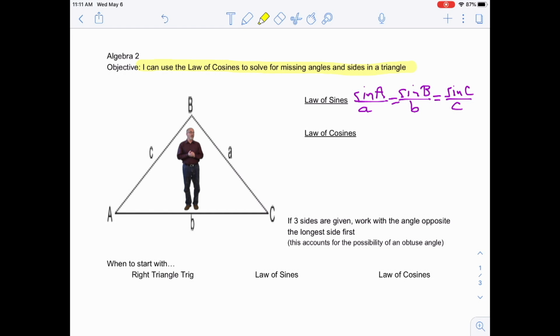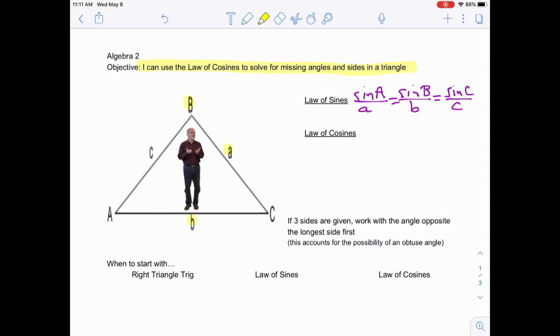We set up a proportion with two of those ratios and solve for something missing. Now in our triangle, that could be given two angles and a side, or if we're given an angle and two of the sides that are not around it. So that would be side-side-angle. That will be a case that we'll talk about later as a special case of the law of sines. But we need a tool.